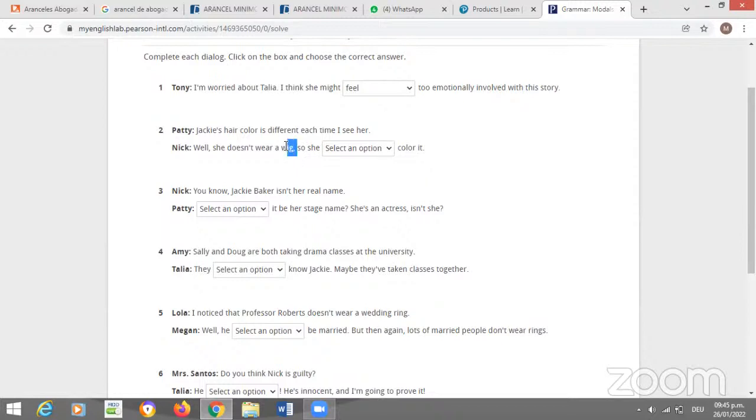What does it mean, wig? Wig means peluca. Okay.